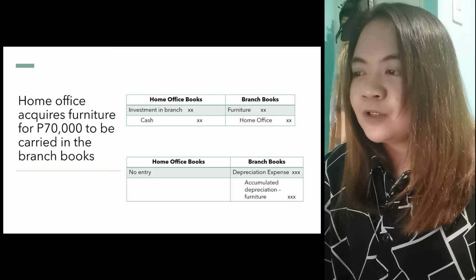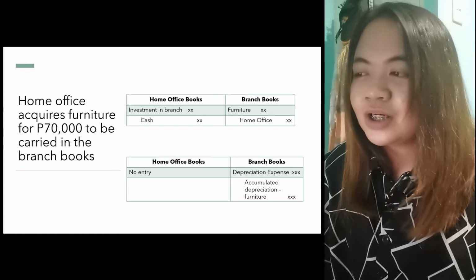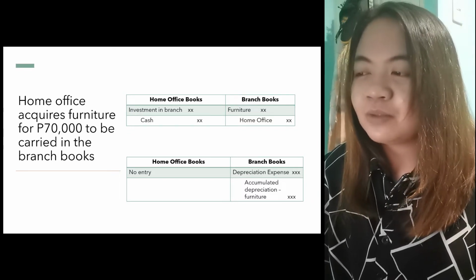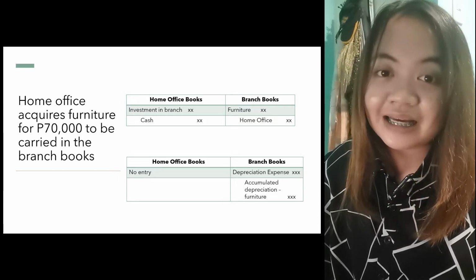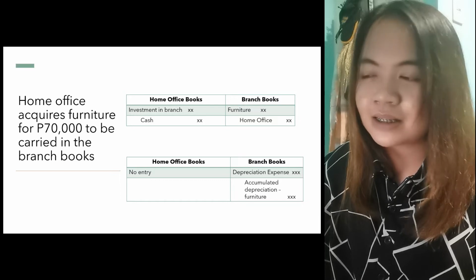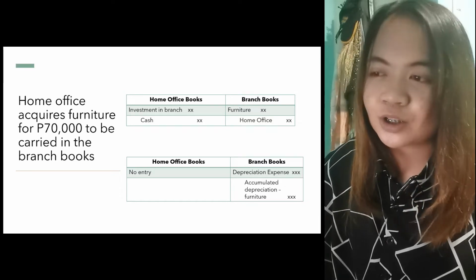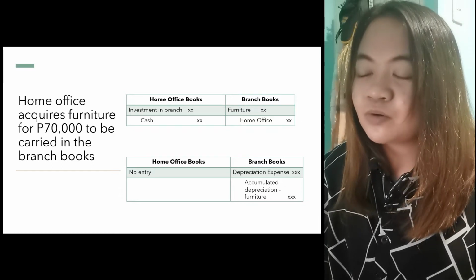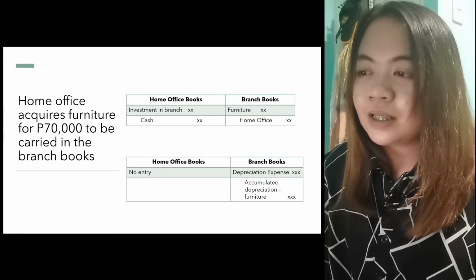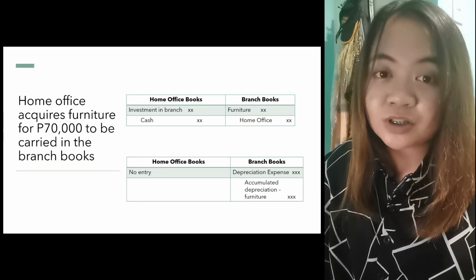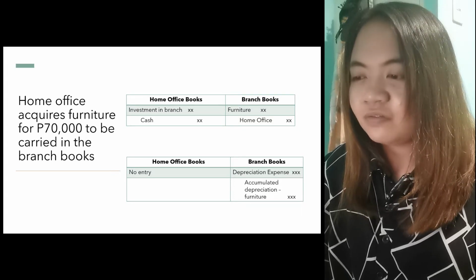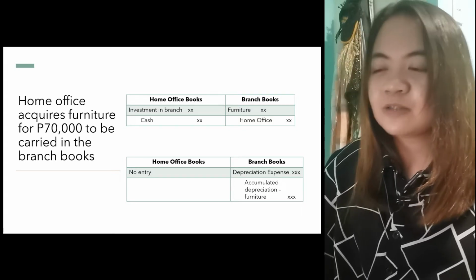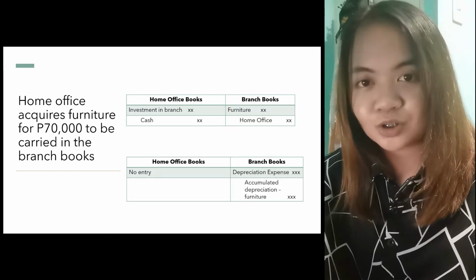Okay, we have, syempre, investment yan ni branch. You debit investment in branch, credit cash. Okay, if liability ang pinambili, credit liabilities. Then for depreciation, walang entry. Next, we have for the branch books, syempre sila nakatanggap, debit furnitures, credit home office because it is an increase in the investment, okay, ng home office. And then we debit depreciation expense and credit accumulated depreciation.